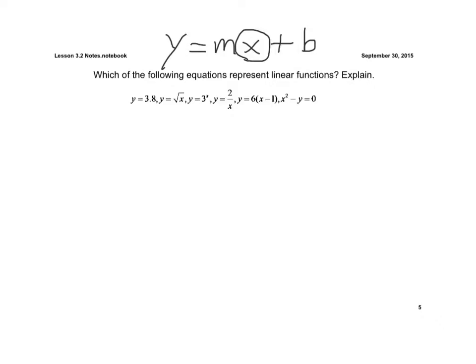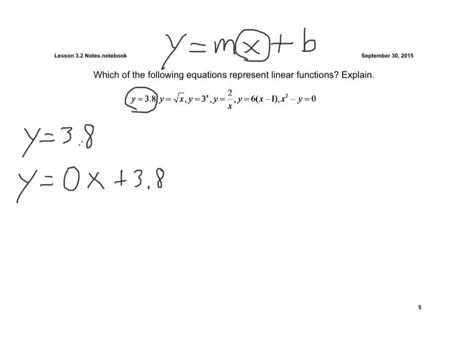So if we take a look here, this first one, y equals 3.8. Well, one, there's not an x variable, but I could do y equals 0 times x plus 3.8. So I can still identify that my m is 0 and my b is 3.8. So then, yes, that's linear.